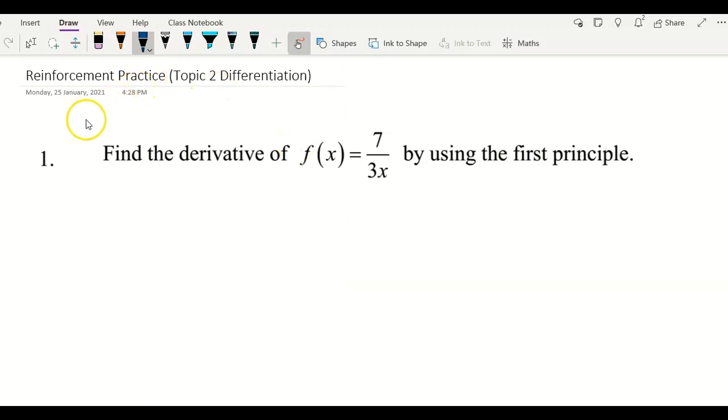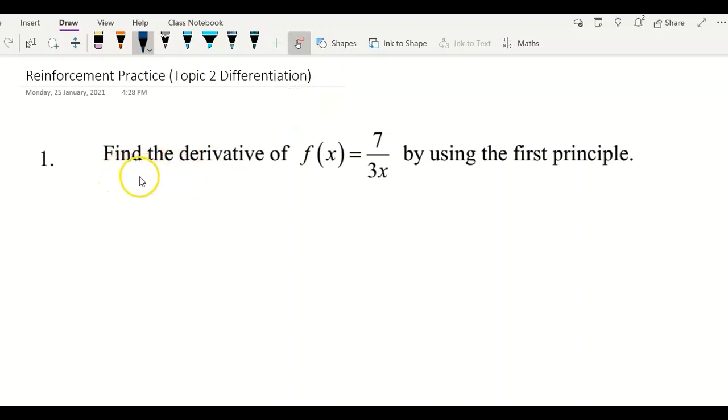Hi guys, this is the video to discuss the reinforcement practice for the topic 2, differentiation. For differentiation topics, we have involved the differentiation on a constant function, polynomial function, and also the quotient function. Let's look at question 1.